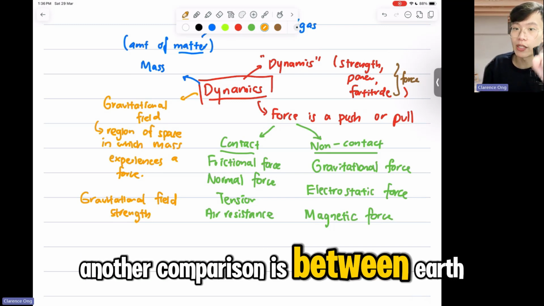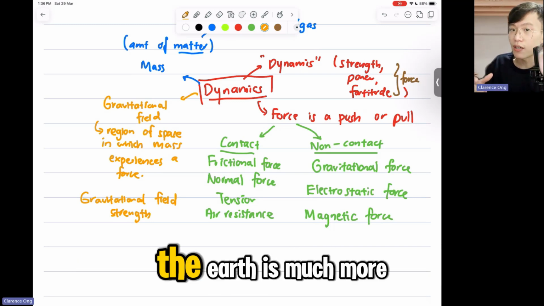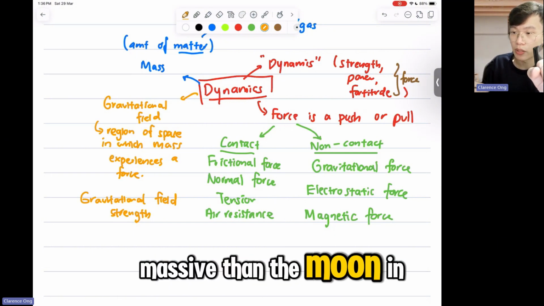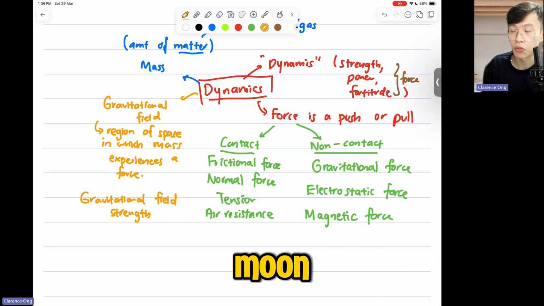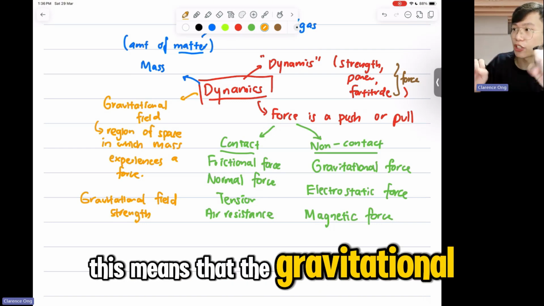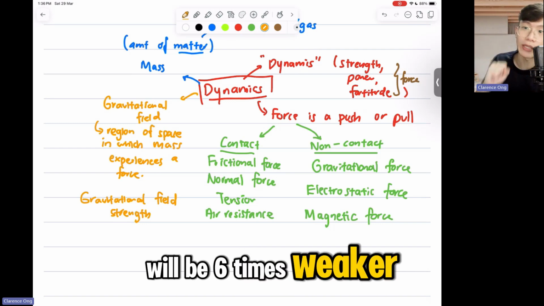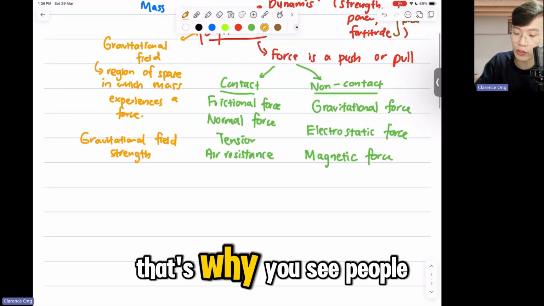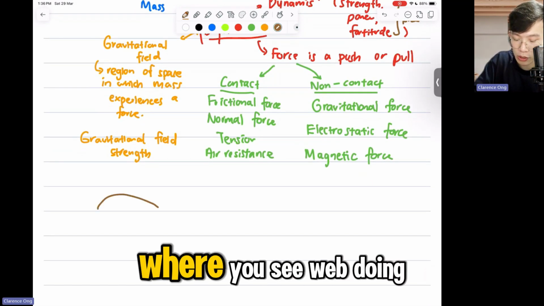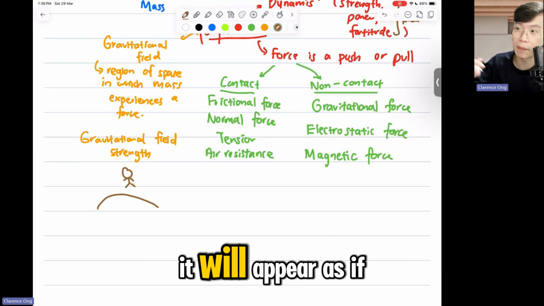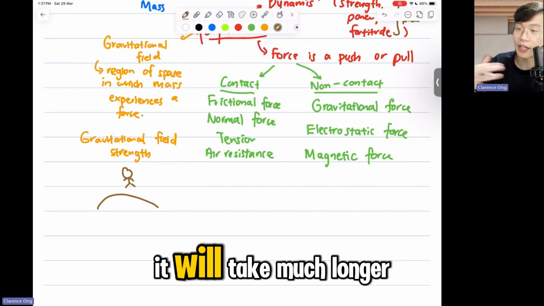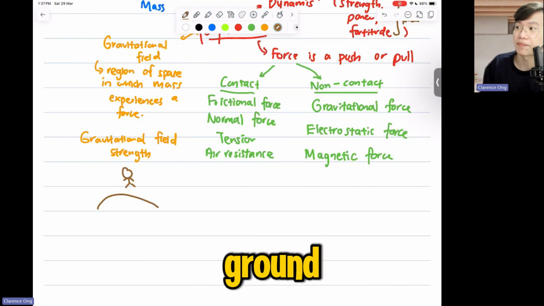Another comparison is between Earth and the Moon. The Earth is much more massive than the Moon. In fact, the Earth is about 6 times more heavy than the Moon. This means that the gravitational field on the Moon will be 6 times weaker than Earth. That's why you see people doing moonwalk. When people make a jump on the Moon, it will appear as if they are floating. It will take much longer for them to hit the ground.